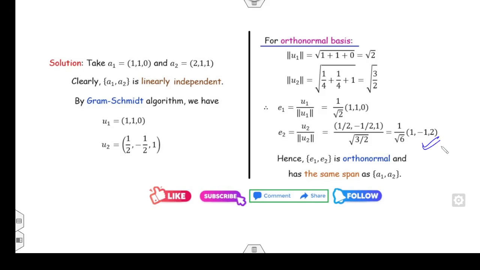Fine. And you can easily check that for the given set of vectors, the span of A1 and A2 is the same as the span of E1 and E2, which are the orthonormal vectors.